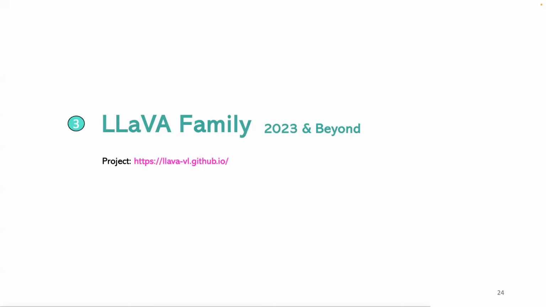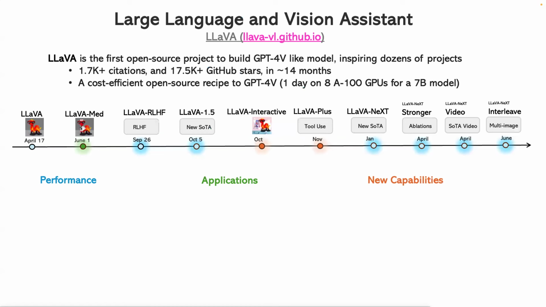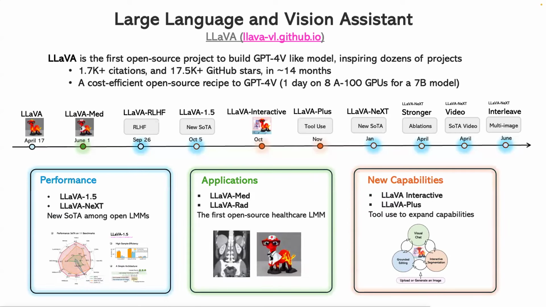Okay, last part, I'll introduce the recent advances of the LLaVA family. Starting from last year, we continue to build together with the community to enable its capabilities and improve its performance. So here I'm showing the timeline of the LLaVA project, where I highlight some of the milestones. I will categorize this project into 3 classes, including performance, applications, and new capabilities. And then I will dive into each of them.